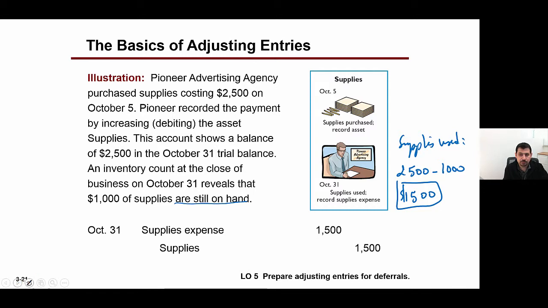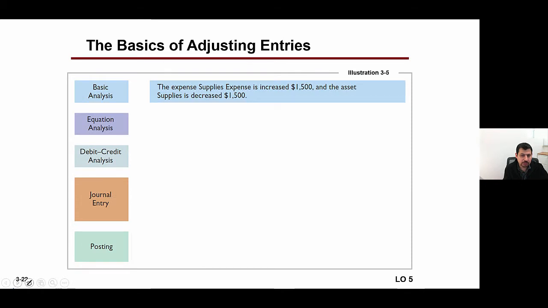As you remember, it will not be practical to make daily records. This is why the companies usually wait until the end of the accounting period and then they count whatever supplies they had or inventory. And the difference between the two would give us the supplies expense. This is how we made the analysis.